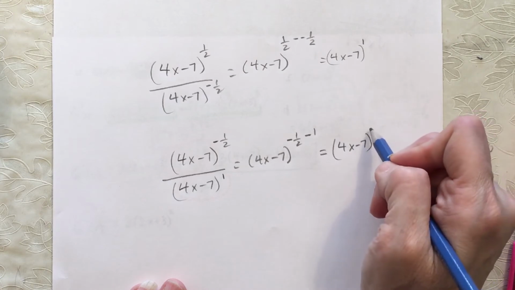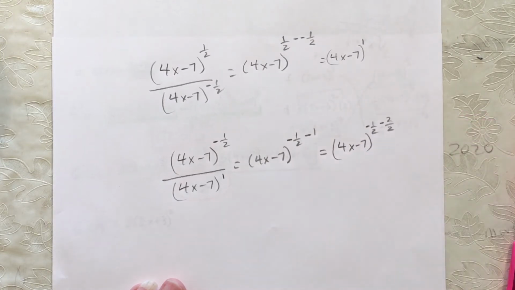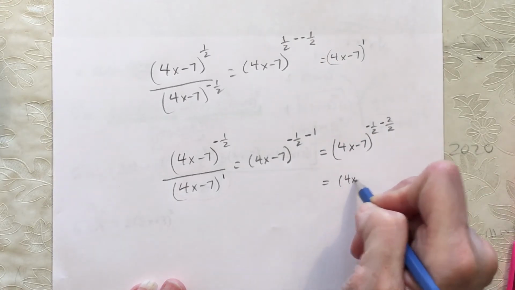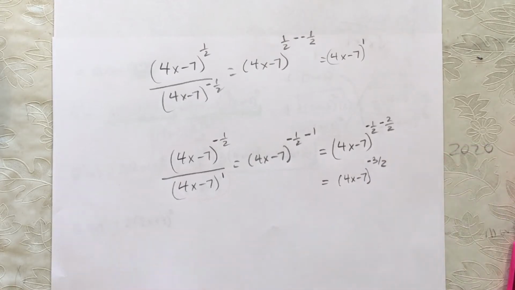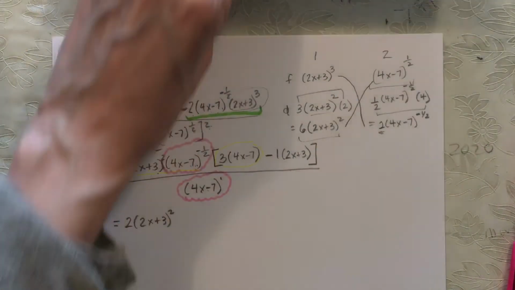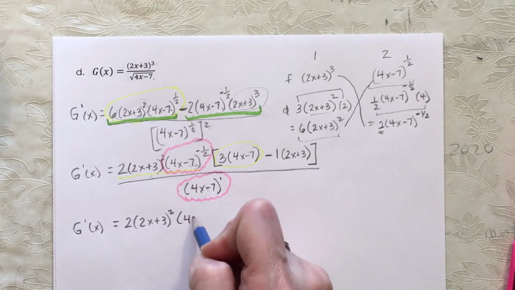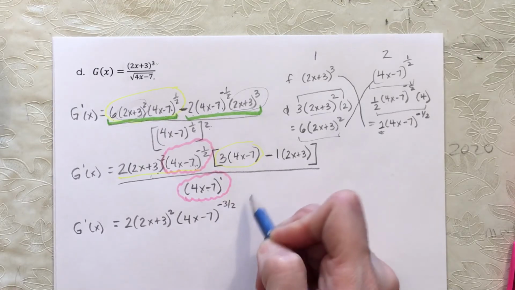So I would change minus 1 to minus 2 over 2, getting a common denominator. So it would end up that when I divide those, I keep the base and my exponent becomes negative 3 over 2. Okay? So if I divide the 2 pink clouds here, we just proved that we would get 4x minus 7 to the negative 3 over 2.